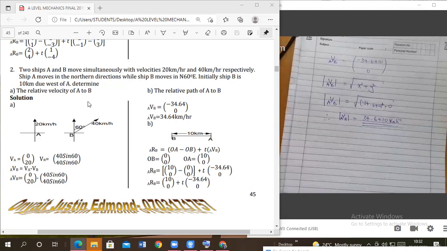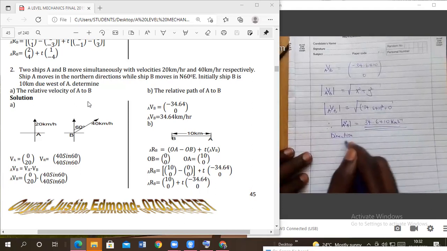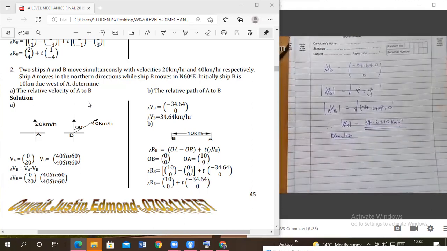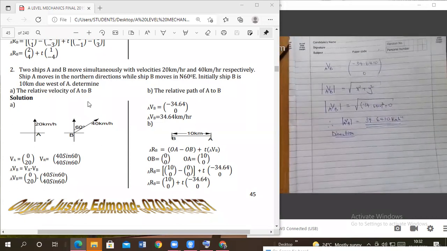What will be the direction? You don't stop there. You must go ahead and find the direction, members, whether it was asked or not.